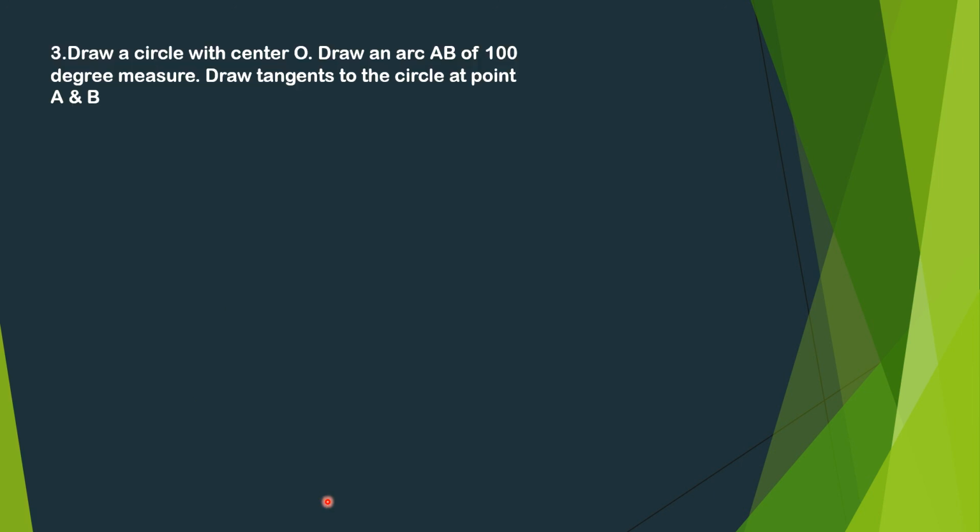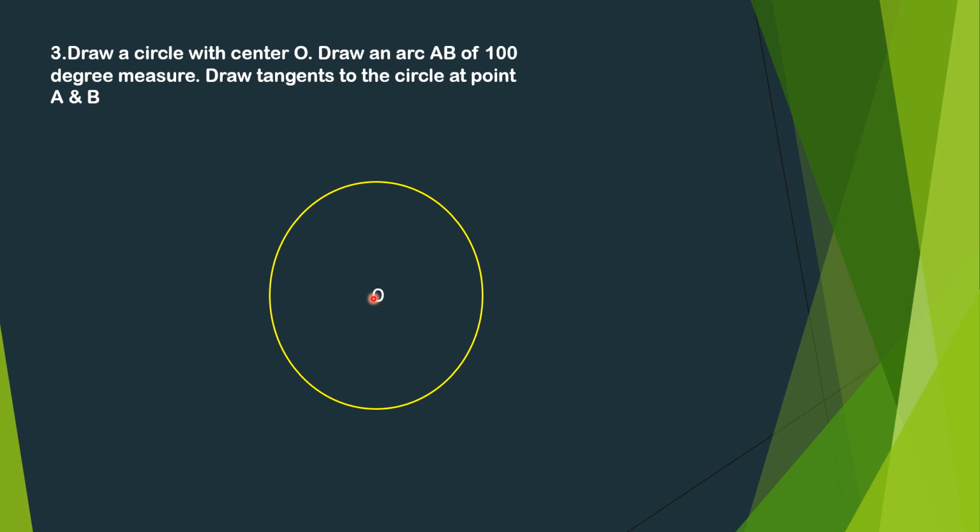Okay. Now let's see the third different example. Draw a circle with center O. Draw an arc AB of 100 degree measure. Draw tangents to the circle at points A and B. So first let's draw a circle with center O. You can take any radius.